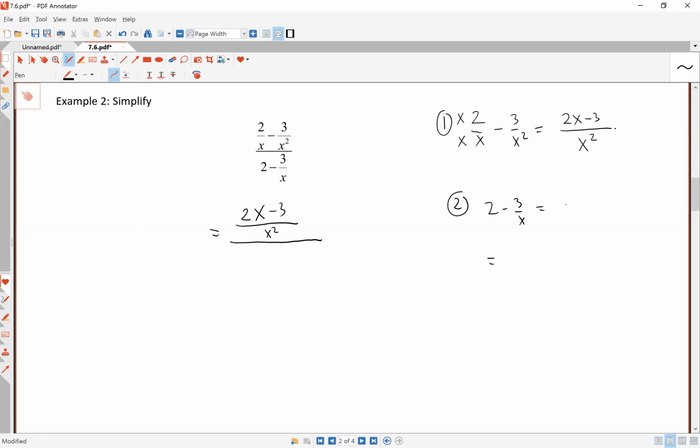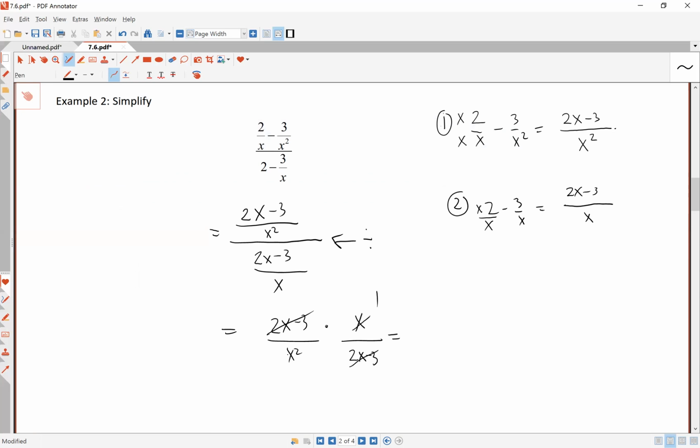We take that 2, multiply top and bottom by x to make them both have a denominator of x, and then we get 2x minus 3 divided by x. So that's my new denominator of the complex rational expression. Now we remember that that's divided by, which turns into multiplication by the reciprocal of that. That reciprocal is going to be x over 2x minus 3. The 2x minus 3's divide out, and then the x divides the x squared and gives us 1 over x.